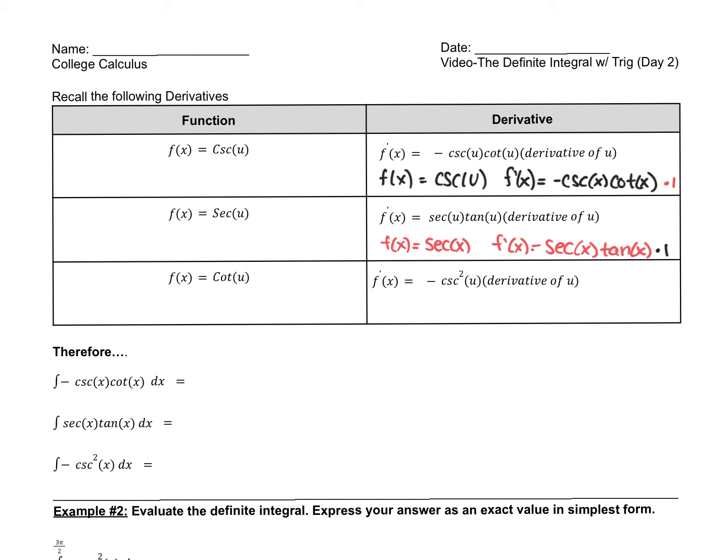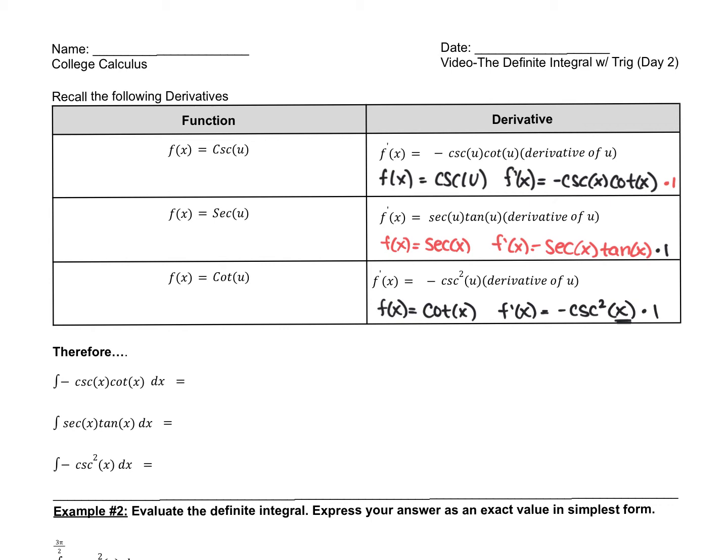And then last but not least, the derivative of cotangent is negative cosecant squared of u times the derivative of the inside, which is u. So say I'm given just regular cotangent of x. The derivative, f prime of x, is simply going to be negative cosecant squared of x times the derivative of this inside, which is 1.